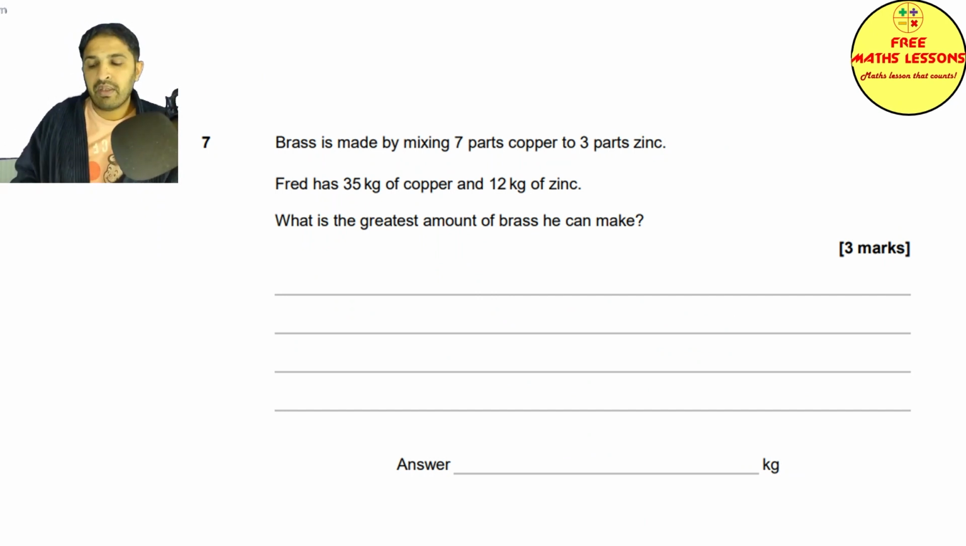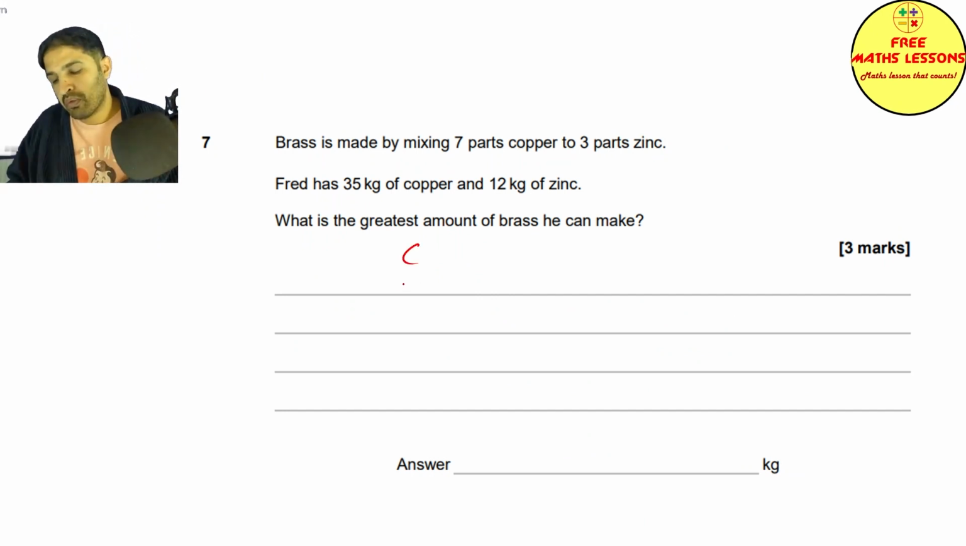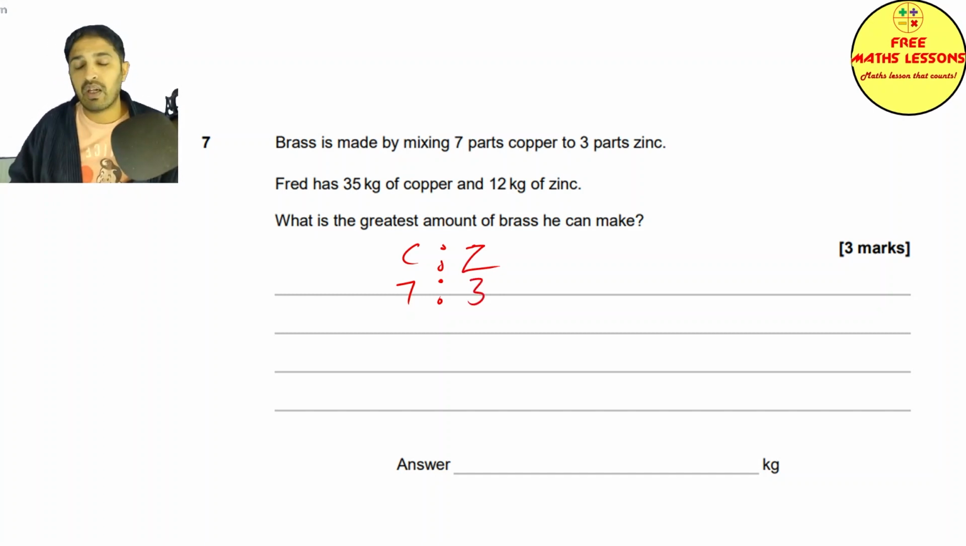The brass is made by mixing 7 parts of copper. So 7 for the copper. And 3 parts of the zinc. So 3 for the zinc. So that gives you 10 kilogram or 10 parts of the brass. The brass would be 10 then. Okay.